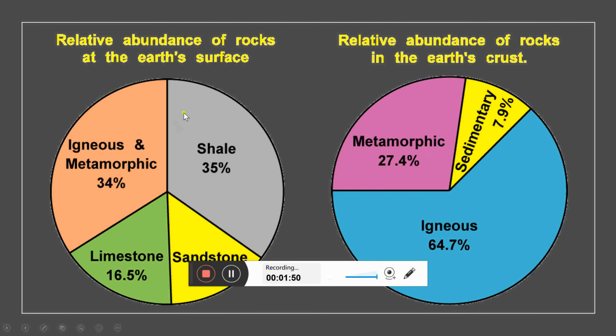Here is the distribution, the relative abundance of rocks at the Earth's surface, and on the right side, the relative abundance of rocks in the Earth's crust. Let's see the sandstone in yellow. As you can see in the Earth's crust, there are about 7.9% sedimentary rocks, and we are more interested to study those rocks.